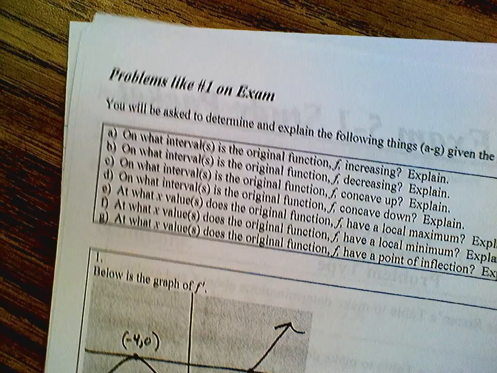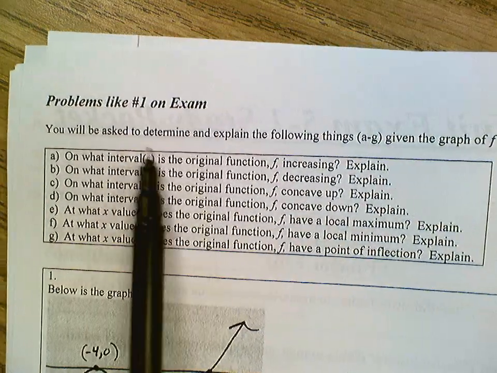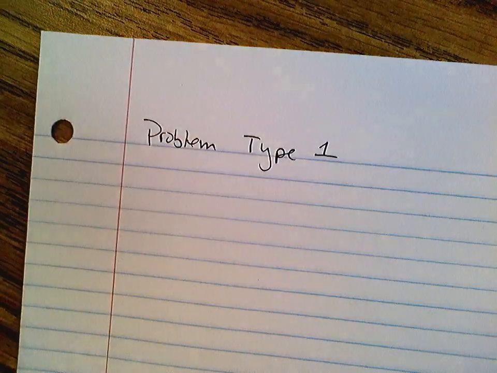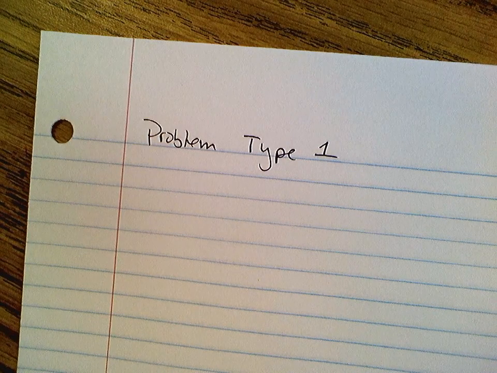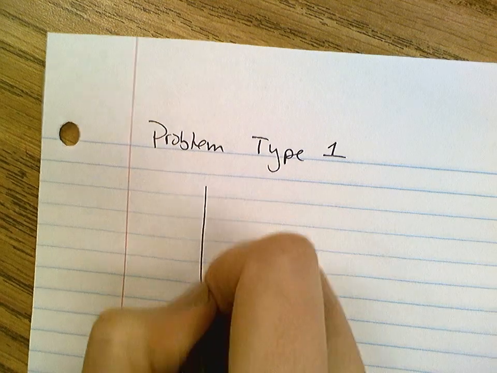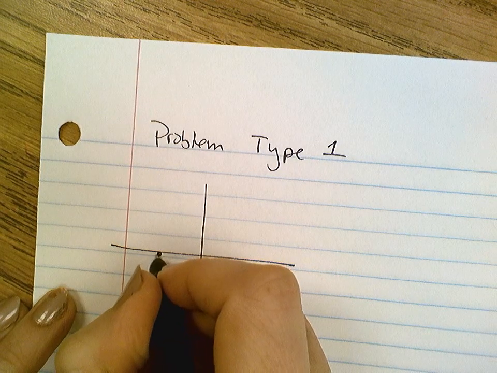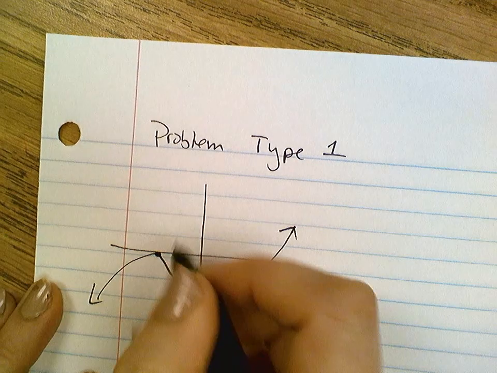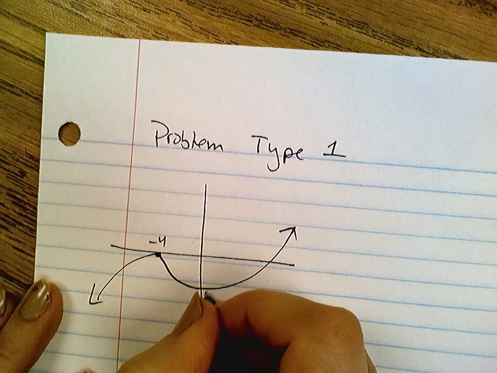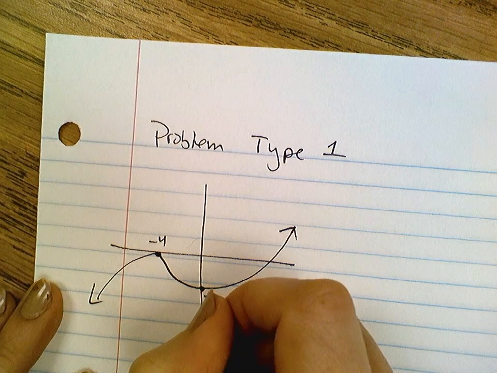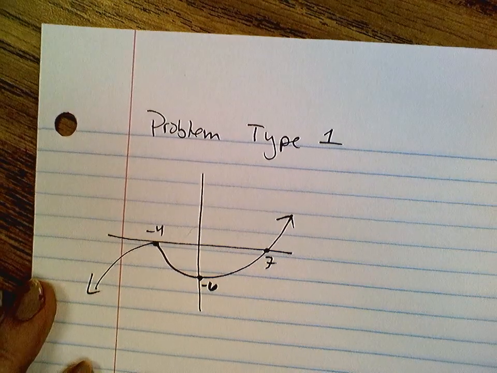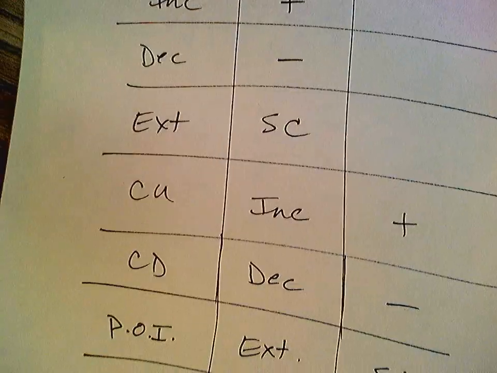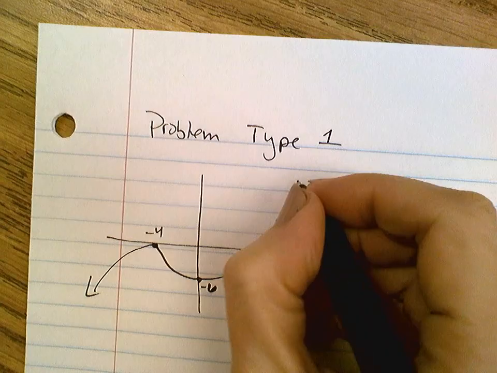So, okay, problems like number one. You'll be asked to determine and explain the following things given the graph of f prime. So I will do the first one. Let me just draw a picture of it. Like this. So that's -4, -6, and 7. You really need to know Susan's table right here, and this is the graph of f prime.